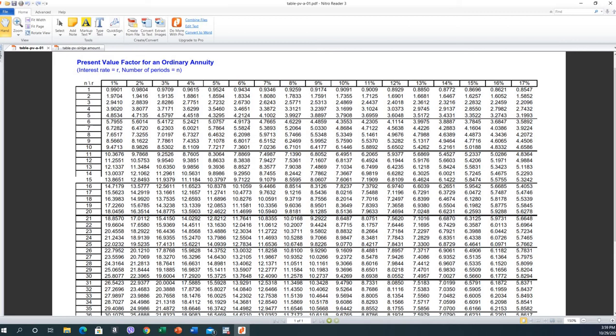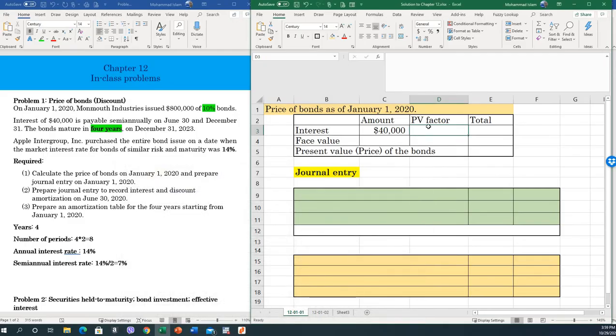So this is our present value factor for an ordinary annuity, 5.9713.